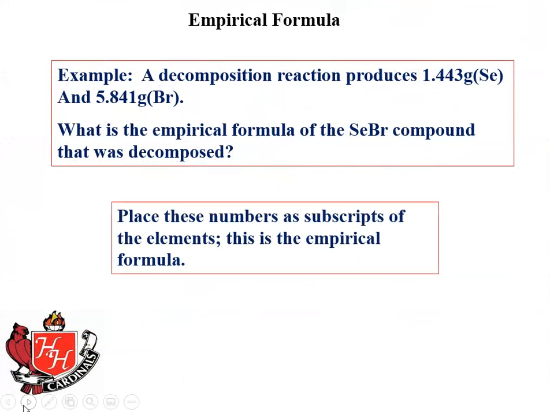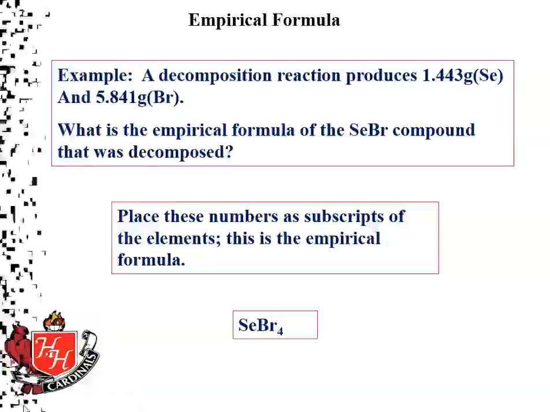So then you place these numbers as subscripts of the elements, and this is the empirical formula. So SeBr4, you had 4 bromines and 1 selenium, so that's the empirical formula. Keep in mind, this is not the molecular formula, not the actual formula of the compound necessarily. It might be, but it could also be any multiple of this. It could be Se2Br8, it could be Se3Br12, but the empirical formula is SeBr4. That's the smallest ratio of the atoms to each other. It's a 1 to 4 relationship.